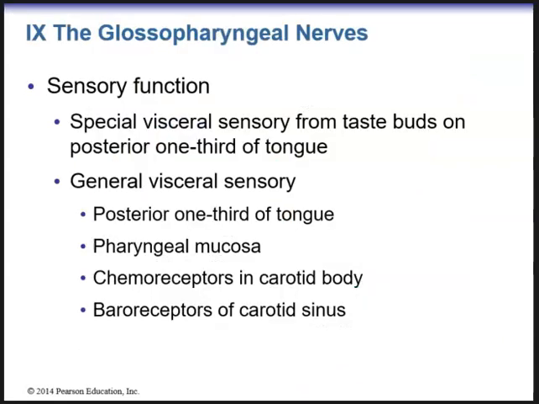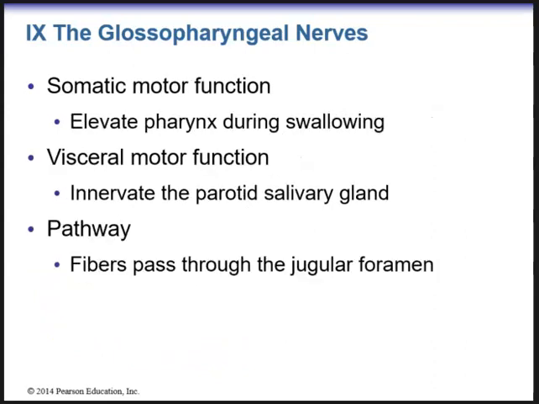Glossopharyngeal nerve. So glossopharyngeal nerve does have some sensory function from taste buds on the posterior 1/3 of the tongue. So we had facial nerve that did the anterior 2/3, whereas glossopharyngeal innervates the posterior 1/3 of the tongue. So again, it gives general visceral sensory to the posterior 1/3 of the tongue, the pharyngeal mucosa, chemoreceptors in the carotid body, as well as baroreceptors of the carotid sinus.